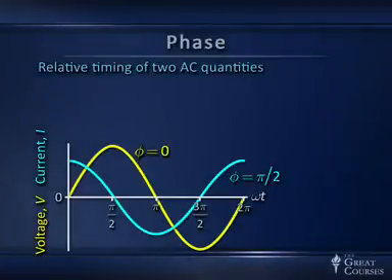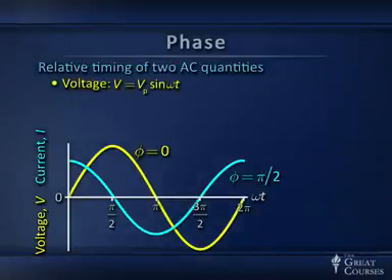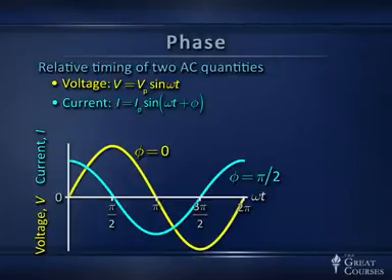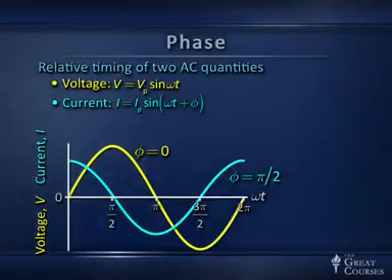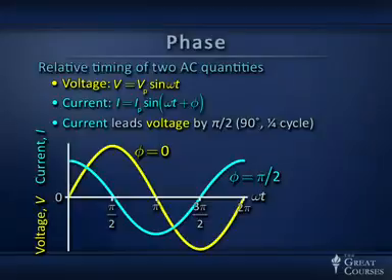We're very interested in the phase relationship between current and voltage in AC circuits. The voltage here is V peak sine omega t. Its phase is 0 in the sense that it starts rising right at time equals 0. The current in this case is I peak sine omega t plus some phase angle, which is given the lowercase phi, not to be confused with magnetic flux. And so in this case, the current leads the voltage by pi over 2 radians, which is 90 degrees, or a quarter of a cycle.